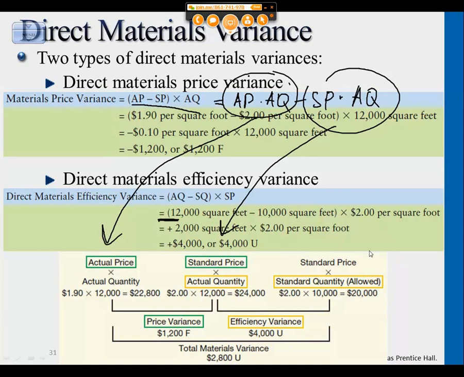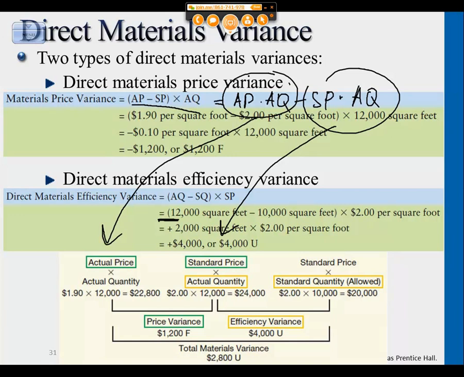It's your standard price, standard quantity, and it's the difference between your standard price, actual quantity, and standard price, standard quantity. All right, so how do I calculate? Now we know how we calculate price variance. We know how we calculate efficiency variance. How do I calculate total materials variance?